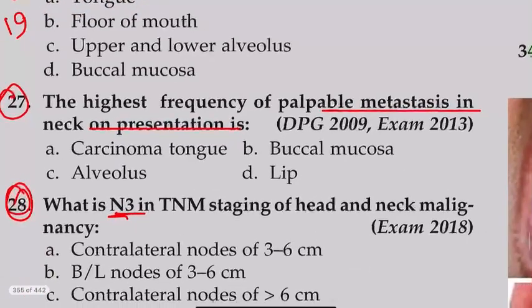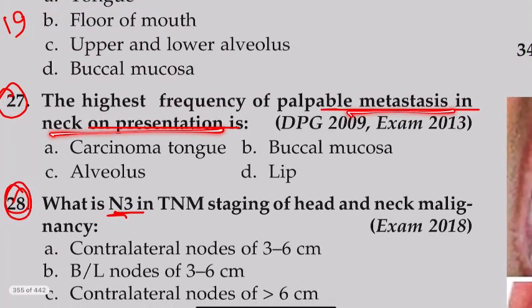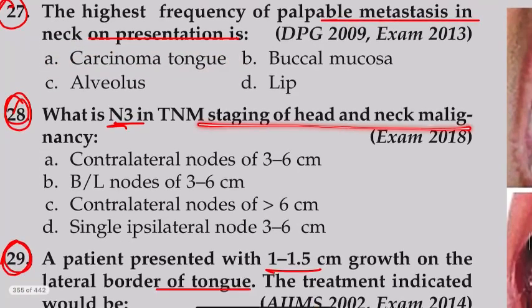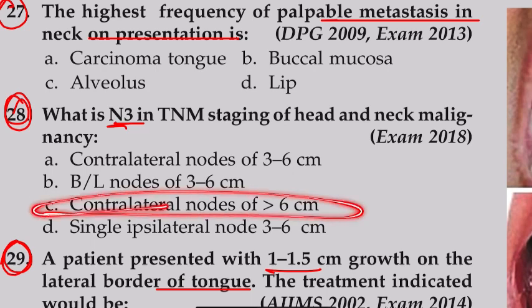The highest frequency of palpable metastasis in neck on presentation is in carcinoma tongue, right? Carcinoma tongue has the highest frequency of palpable metastasis. In N3 TNM staging of head and neck malignancy, there will be contralateral node of greater than 6 cm size.